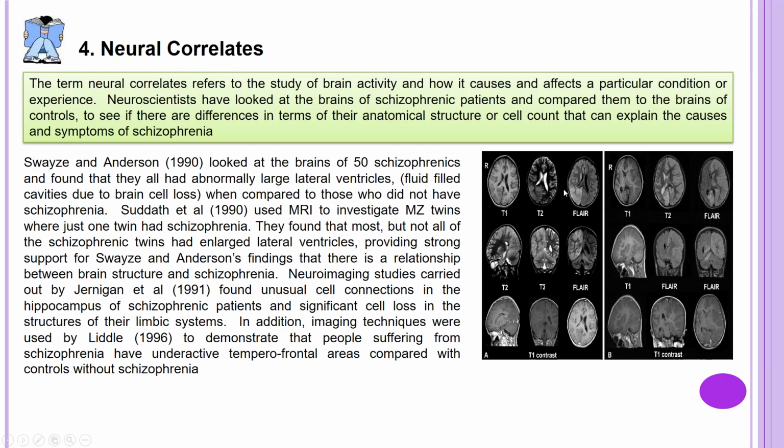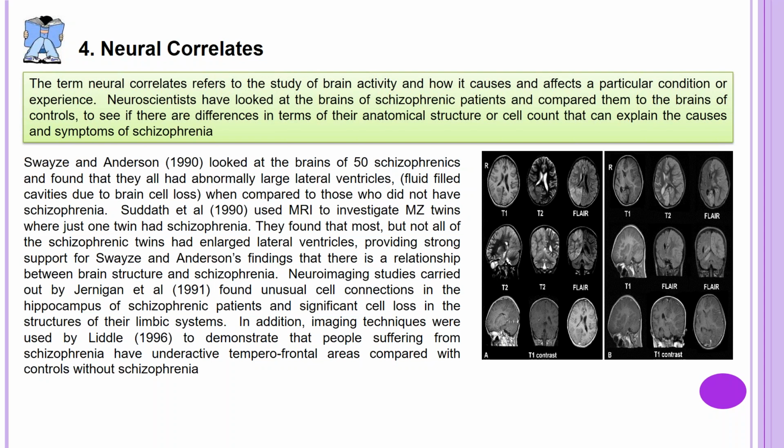So finally, neural correlates. The term neural correlates refers to the study of brain activity and how it causes and affects a particular condition or experience. Neuroscientists have looked at the brains of schizophrenic patients and compared them to the brains of controls to see if there are differences in their anatomical structure or cell count that can explain the causes and symptoms of schizophrenia. Schwarze and Anderson in 1990 looked at the brains of 50 schizophrenics and found that they had abnormally large lateral ventricles, fluid-filled cavities due to brain cell loss, when compared to those who did not have schizophrenia.